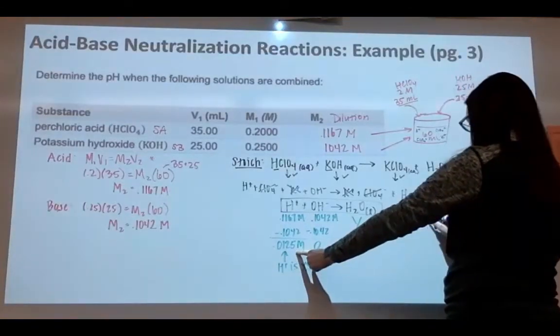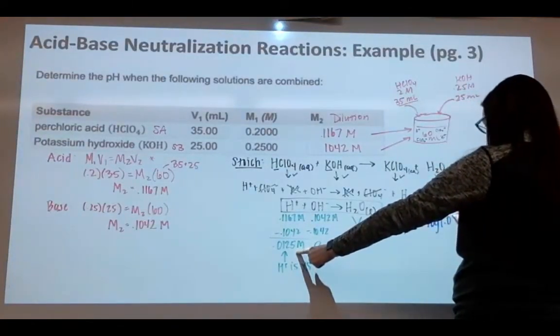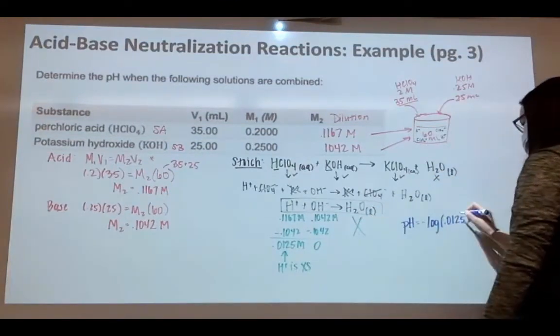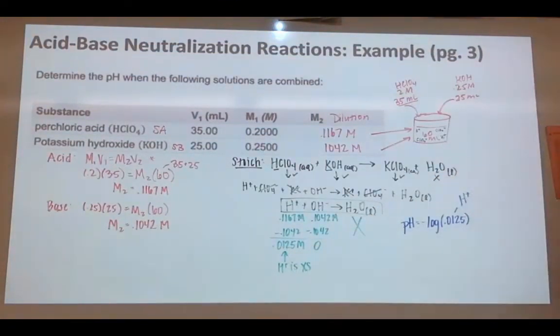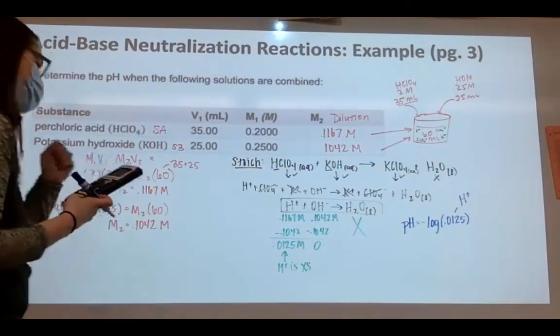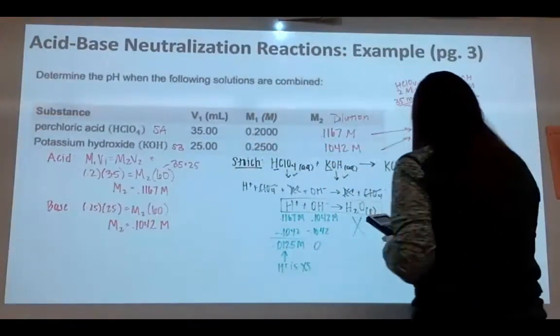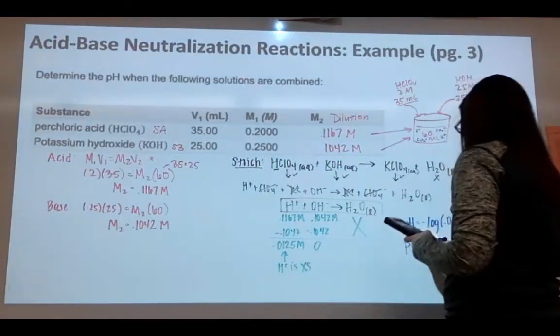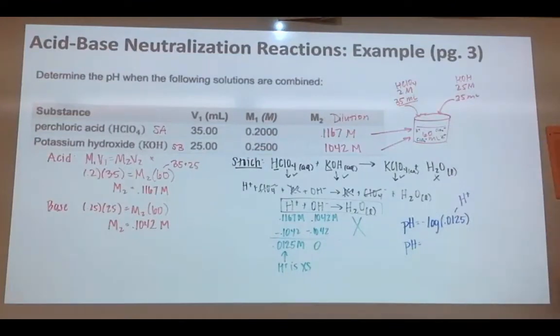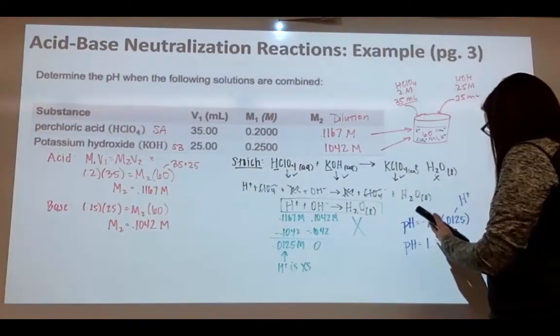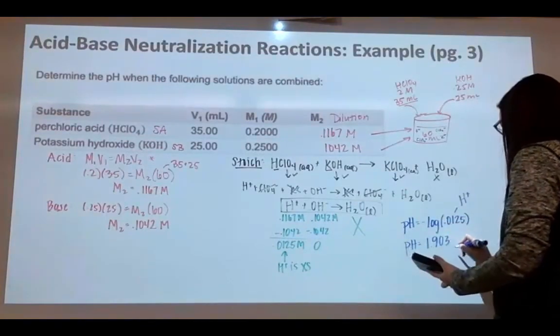If I take the negative log of this, this is the H plus concentration. So if I take the negative log of 0.0125, I could technically do 3 sig figs because of this number. You could do 3 or 4 decimal places. I get 1.903.